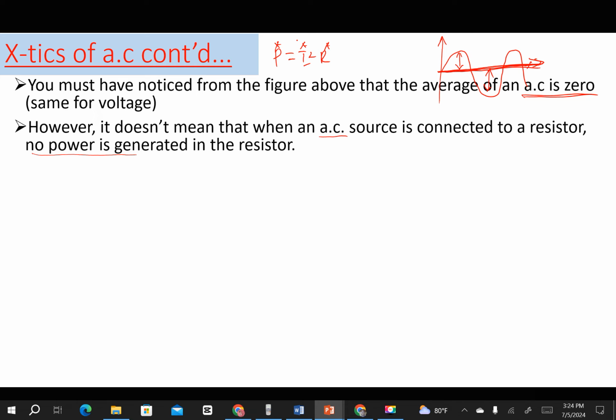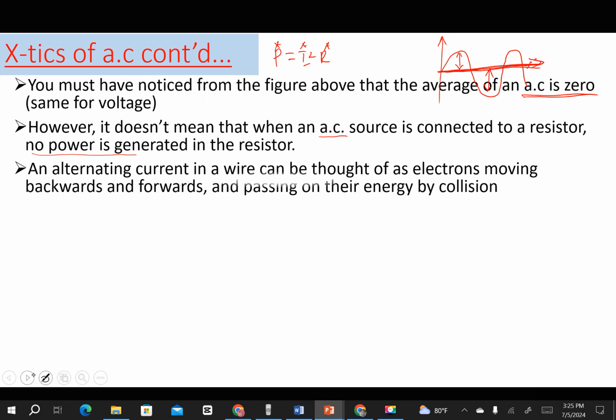So if we consider alternating current in a wire, remember I have mentioned we can think about alternating current as electrons moving back and forth. And in the process of moving back and forth, these electrons are colliding with each other, and they are colliding with ions or the atoms of the wire. In the process, the electrons pass on some of their energy to the ions or atoms in the wire. Therefore, they lose some of their kinetic energy to these atoms, and therefore we expect that the vibration of the atoms increases, which means thermal energy is going to be dissipated in the wire.